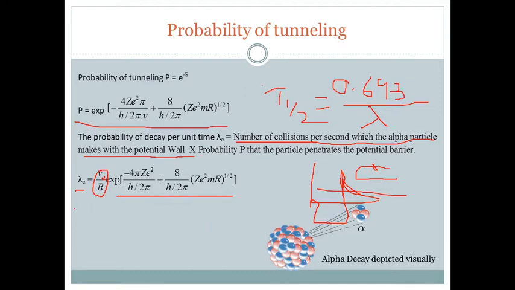So now this expression is there in front of us. You will be able to understand that the decay depends on 2 factors: the number of attempts, this term, and the tunneling probability. So this is the whole thing. Both of them have to be high. The tunneling probability has to be high, but if the number of attempts is less, the product again becomes less.